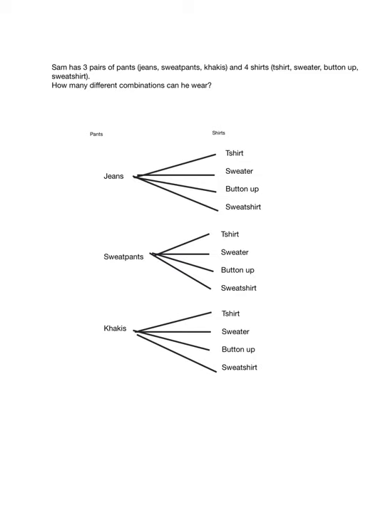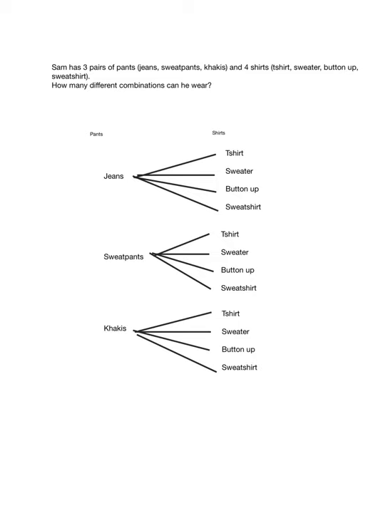To answer the original question, which was how many different combinations can he wear, we look to the final branch in our column, which is shirts in this case, and we count the number of options there are. There are 4 that can be worn with jeans, 4 with sweatpants, and 4 with khakis, making the total number of outcomes or combinations 12.